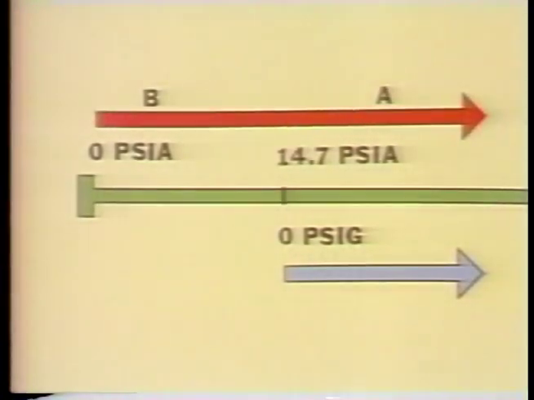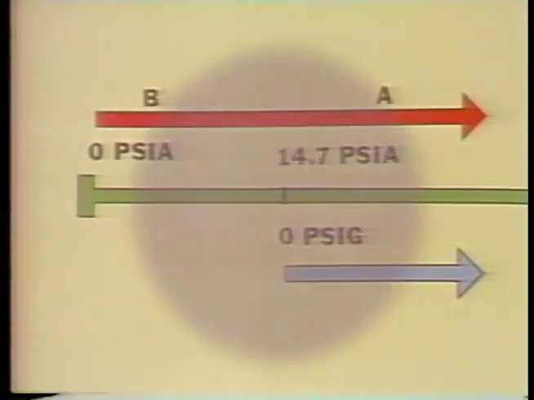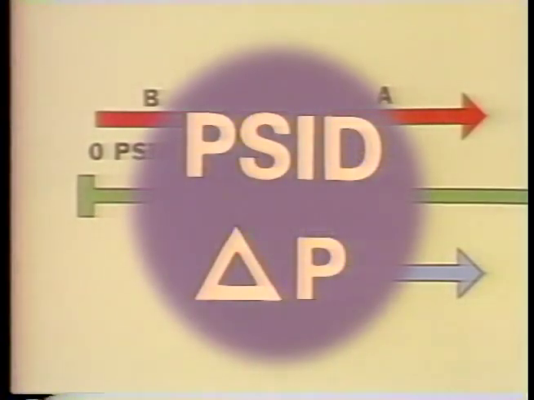Differential pressure can be expressed in many different units, but the two most common are pounds per square inch differential, abbreviated PSID, and delta P. As with gauges that measure absolute and gauge pressure, sometimes gauges that measure differential pressure are simply marked PSI. Once again, it's important that you check with your supervisor to find out what the gauge is measuring, so that your readings will be accurate.